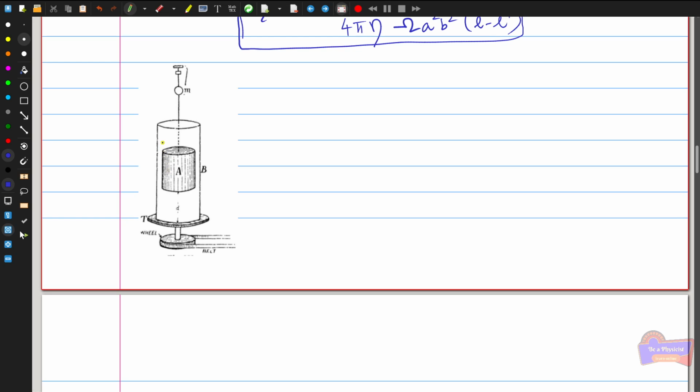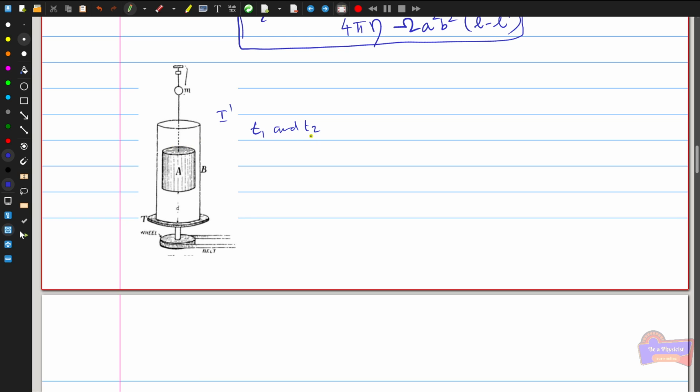Then after that you add a small hollow metallic disc kept on top of the inner cylinder, and its moment of inertia is taken as I prime, which is already known from the experiment. Then again you find the time periods of the rotation, taken as T1 and T2. T1 is the time period of the rotation only for the inner cylinder, and T2 is the time period calculated by keeping the hollow disc on the cylinder.